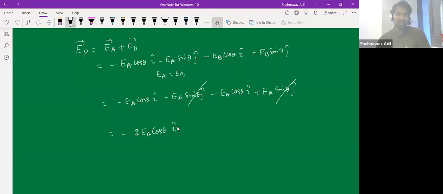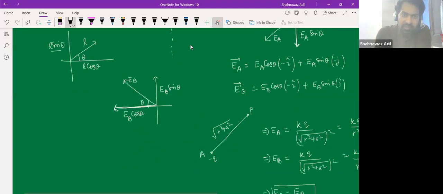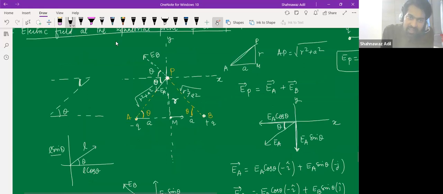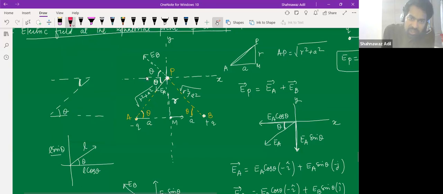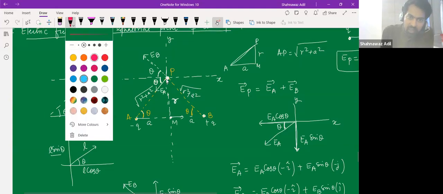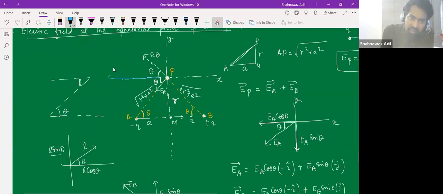So what is the magnitude that we got? Magnitude is this one, right? Minus I hat is the direction. So this is telling us the direction of the electric field would be in which direction? So this would be the direction. This color may not be visible, so we choose a more visible color. Yes, so this would be the direction of the field. Minus I hat is this direction, right?